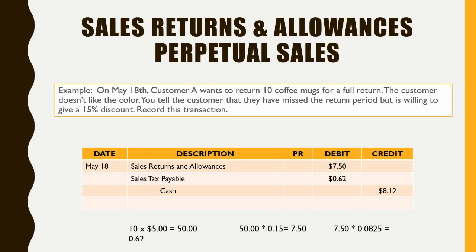Okay, now here's the next question. Did customer A return the actual product to the store? No, because we gave them a 15% discount. Correct. We told them to keep it. We'll give you a 15% discount to keep you satisfied. So in this case, you don't need to restock your inventory, because we never received the inventory items back. For allowances, you only need to give them back their money. You're not going to restock your inventory because they never gave you the product back. So that's it for this section. Any questions?